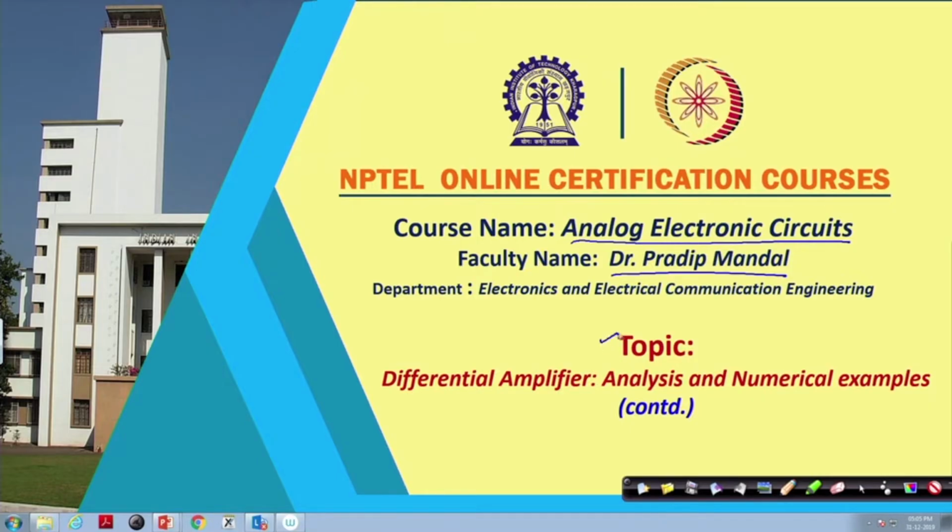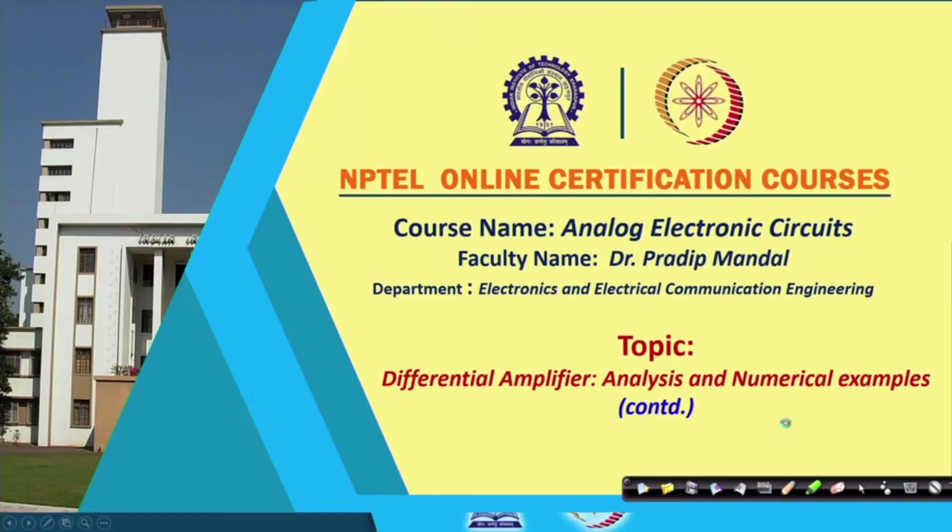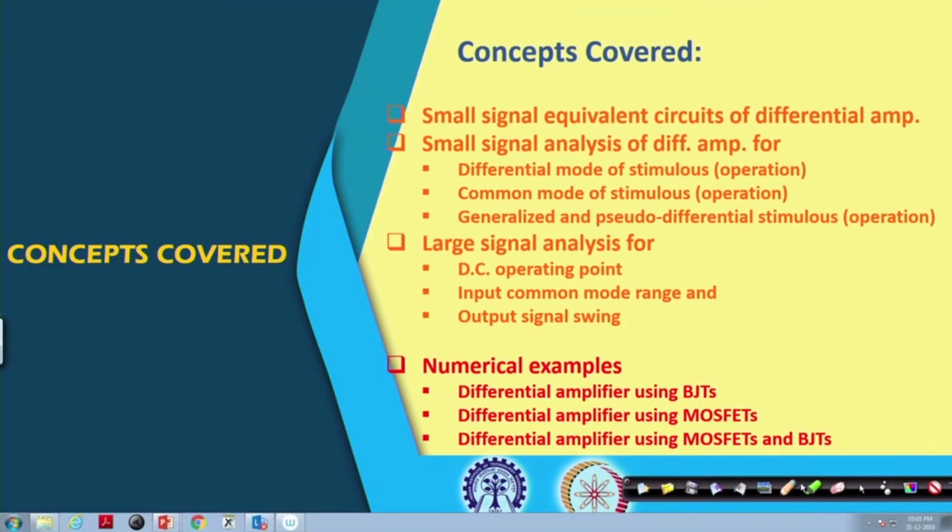Today's topic of discussion is a continuation of the differential amplifier. In the previous lecture we have completed the analysis, and today we will be talking about numerical examples. The concepts we are planning to cover are the following. As I said, the analysis part was done in the previous two lectures, and we are going to talk about numerical examples, primarily a differential amplifier using BJT.